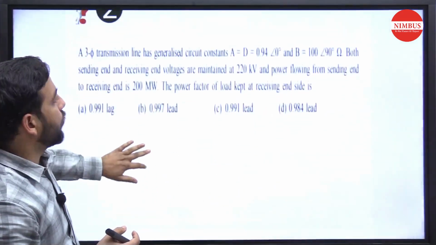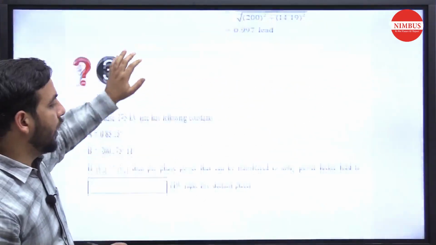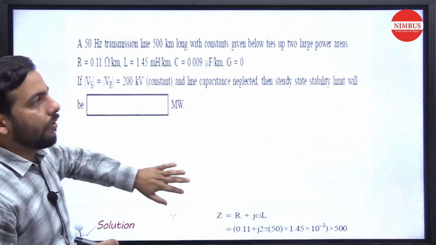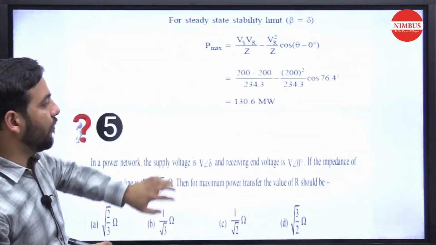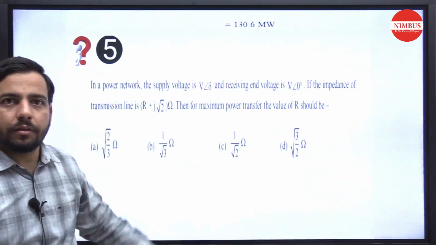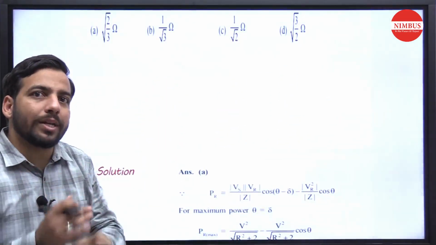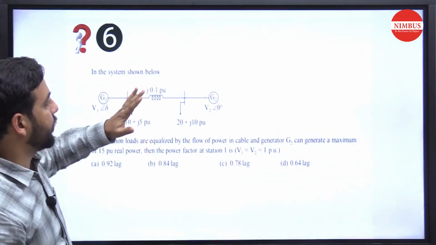Okay, the next question is regarding P and Q again. This is the P and Q, same formulas. Again P and Q. Again, maximum power, steady state stability limit, as we have talked about, and this is again maximum power. Next we will combine PS, QS, PR, QR. This is the next question, this one.